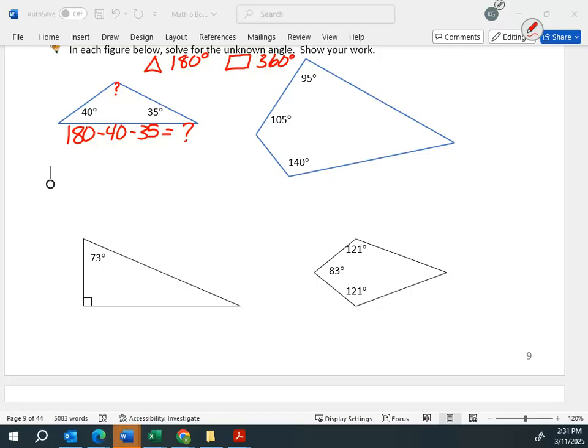mark. We look at the triangle below that, and I see one angle that is 73 degrees. I see nothing over here, but over here I see my little box. Now remember, that little box tells us something very important. That box tells us that it is a right angle.